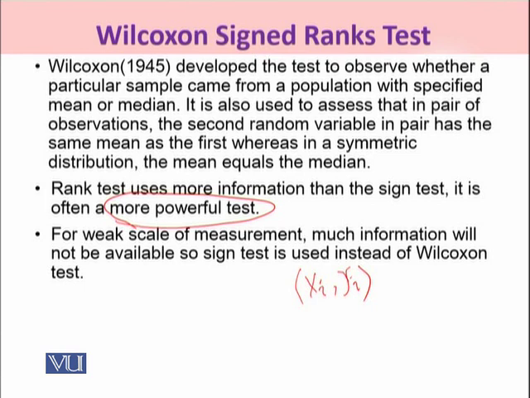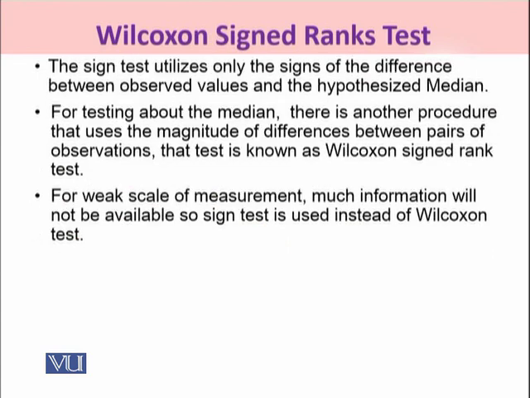So whenever the variables are measured on the ordinal scale, we can make use of the sign test to make the comparison between the two medians. Whereas if we are talking about a higher scale of measurement, such as interval scale or ratio scale, then we can make use of the Wilcoxon signed rank test.